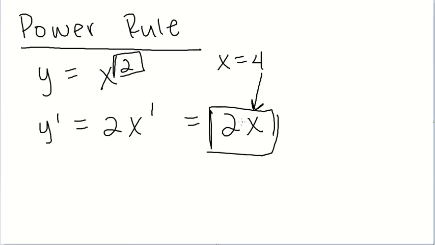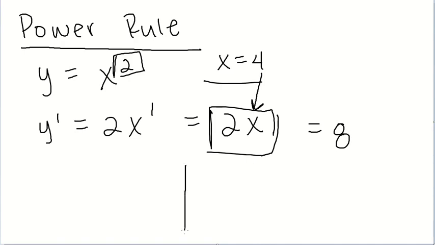So if I plugged 4 into this function, 2 times 4 would be 8. So that means the slope of this parabola of x squared at an x value of 4 is 8. So another way to say that is the slope of the tangent line would be 8.